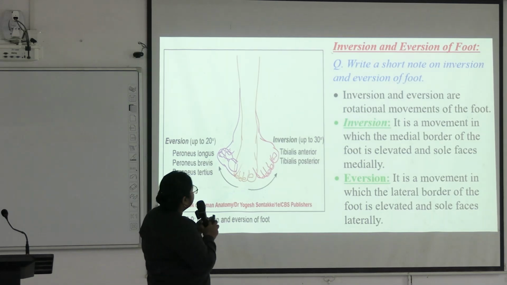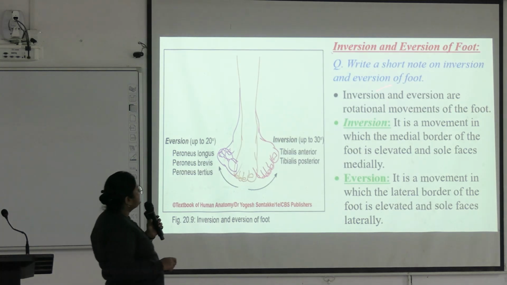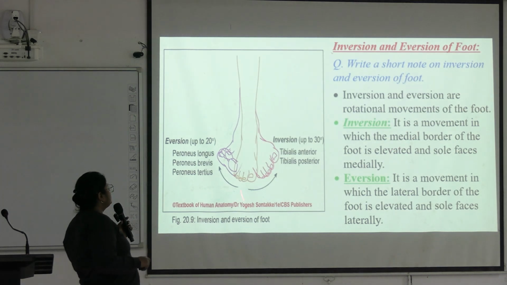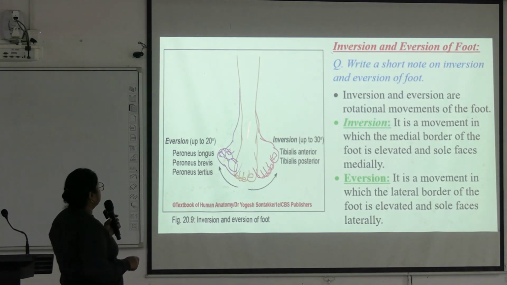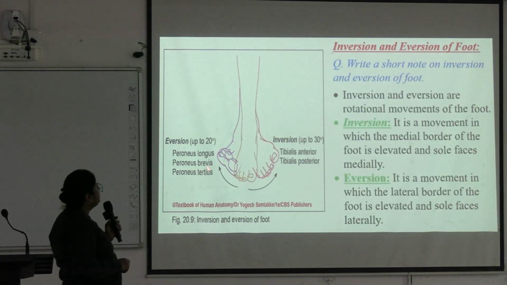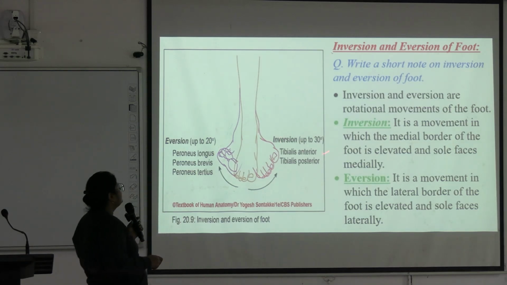Okay, so inversion and eversion are rotational movements of the foot. Inversion is a movement in which the medial border of the foot is elevated and the sole faces medially. See, this is the normal anatomical position. This is inversion. Medial border is elevated and the sole is facing medially. And this is eversion. In eversion, it is a movement in which the lateral border of the foot is elevated and the sole faces laterally. Okay, and this is the degree of movement. Inversion occurs up to 30 degrees, eversion occurs up to 20 degrees.